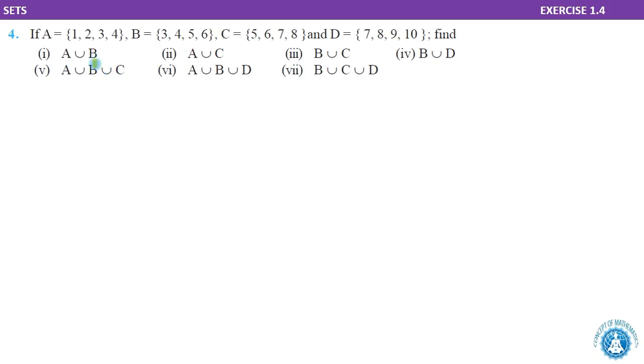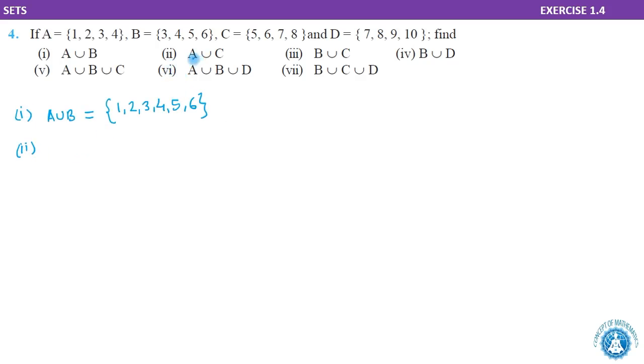We have to find all these sets. So let us start with the first one. The first one is the union of A and B. A union B will have all elements present in A or B or both. So we will write one by one: 1, 2, 3, 4, 5 and 6. This will be the first question.